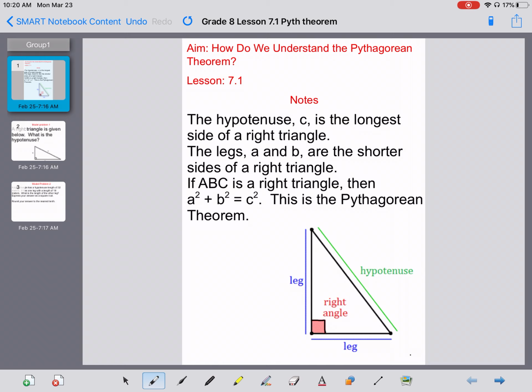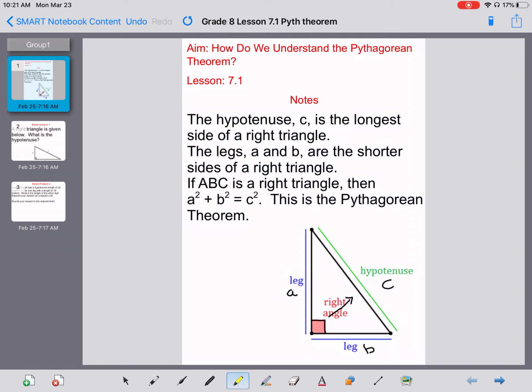The side opposite the right angle, so if you're standing at the right angle, looking directly opposite that, is the hypotenuse. That will always be your C, or that will always be your longest side. These other two sides are legs. Those can be A and B. And it doesn't matter which one goes to which, it could go either way.